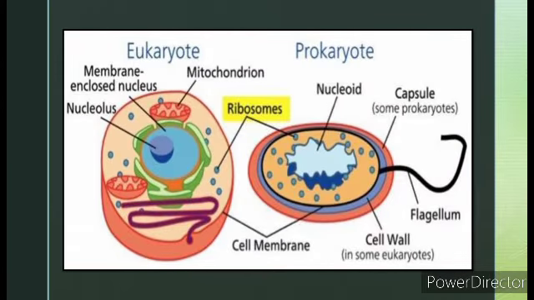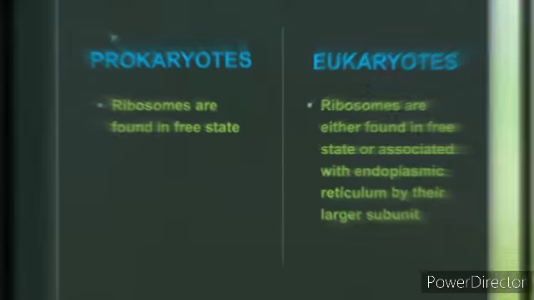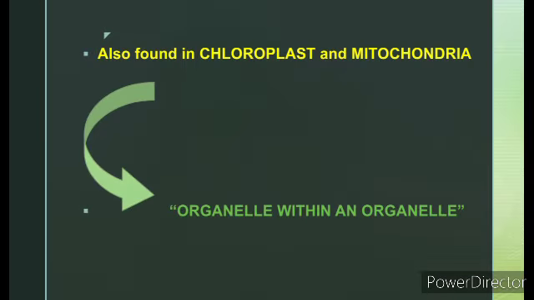Ribosomes are found in both prokaryotes and eukaryotes. In prokaryotes, the ribosomes are found in free state, while in eukaryotes, these are either found in free state or associated with endoplasmic reticulum by their larger subunit. In eukaryotic cells, ribosomes are also found in chloroplasts and mitochondria. Hence, ribosomes are also called organelle within an organelle.